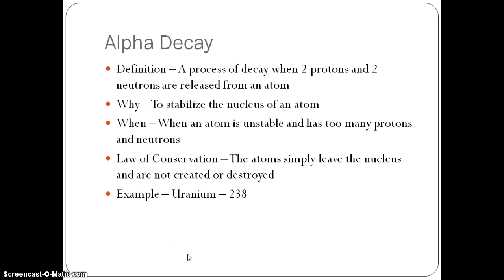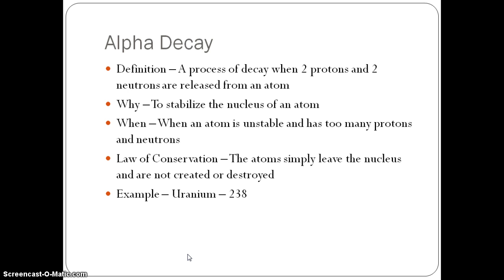Now, alpha decay is defined as a process of decay when 2 protons and 2 neutrons are released from the atom. This happens to stabilize the nucleus of the atom. This happens when an atom is unstable and has too many protons and neutrons. Now, this follows the law of conservation because the particles inside of the nucleus simply leave the nucleus, but are not created or destroyed.